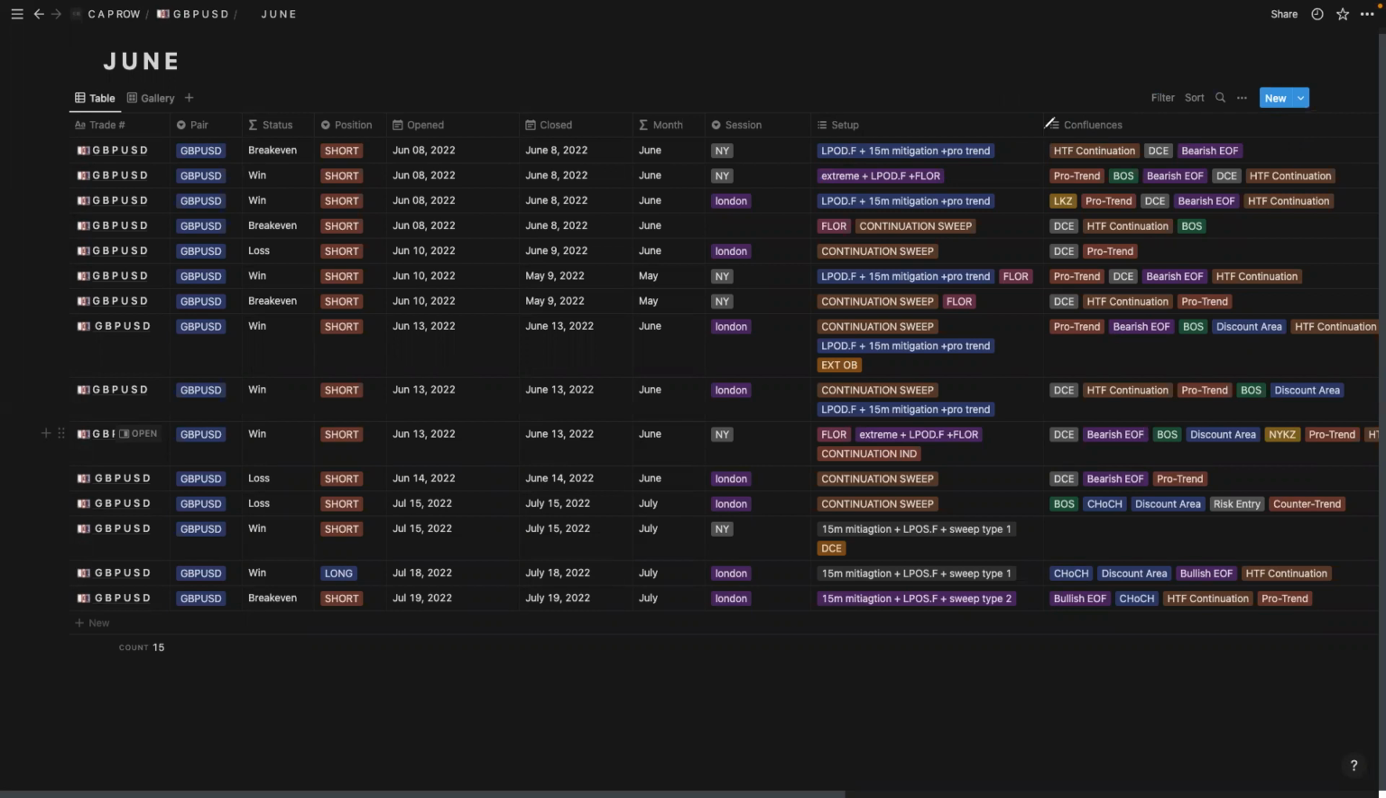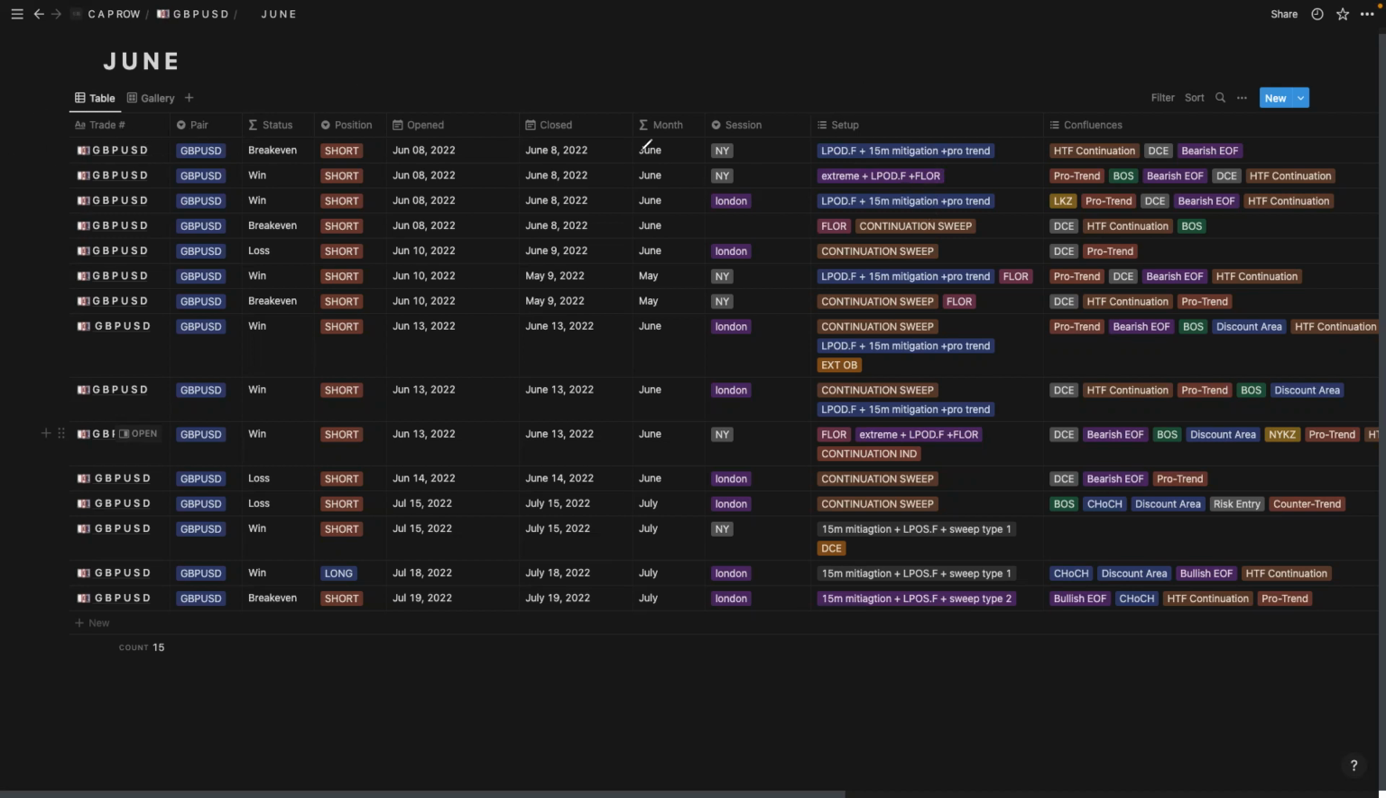And the third thing is session also. There are so many questions which I often get asked: what sessions do you trade, and how do I get to know which session is good for me? That's also something you will have in this data. And before creating a plan, you have to do a backtesting session.